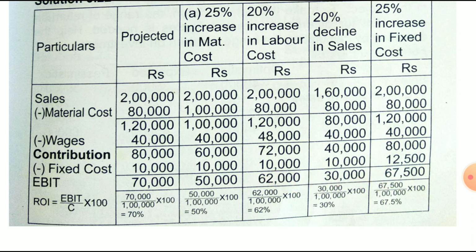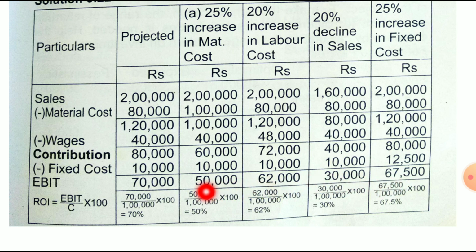So we have to calculate ROI. EBIT divided by capital employed into 100 is the formula. So EBIT 70,000 and capital employed 1 lakh into 100, so ROI is 70%. Then for the increase in material cost, the EBIT is 50,000, so 50,000 divided by 1 lakh into 100, so it is 50%. Then 62,000 divided by 1 lakh into 100, 62%. 30,000 divided by 1 lakh into 100, 30%. 67,500 divided by 1 lakh into 100, 67.5%.